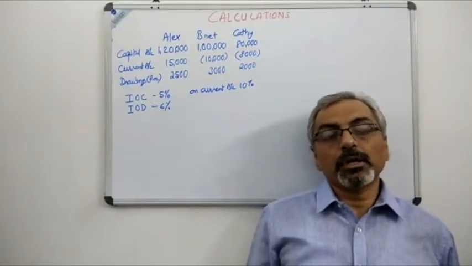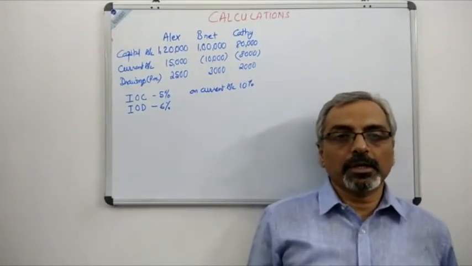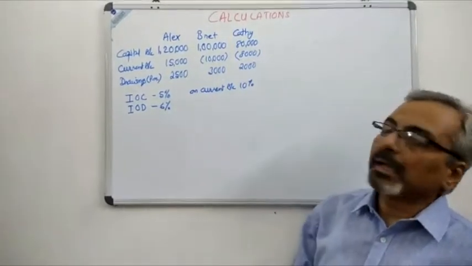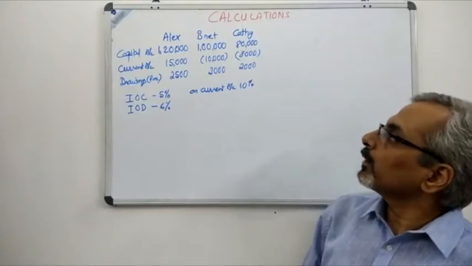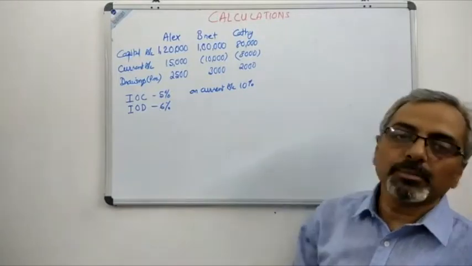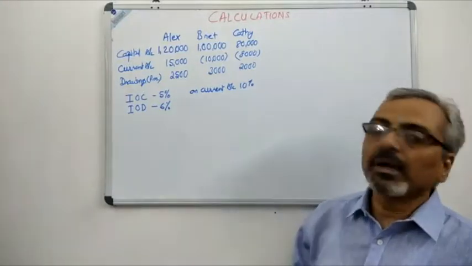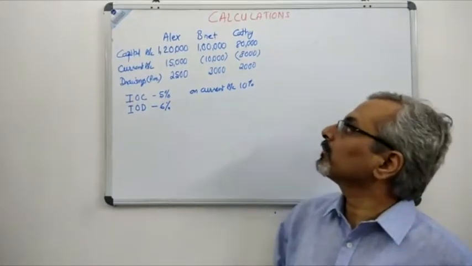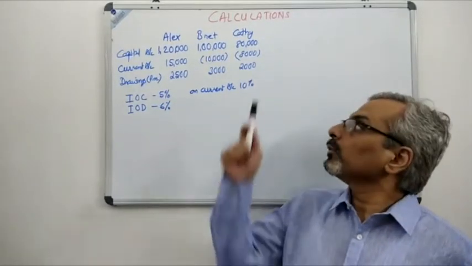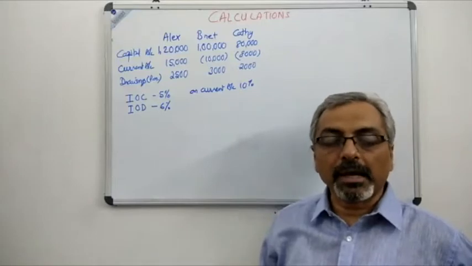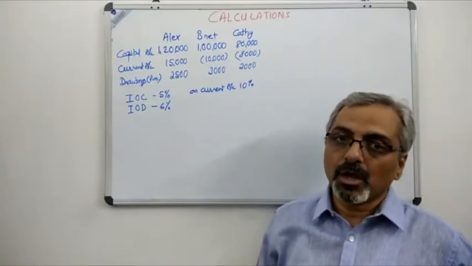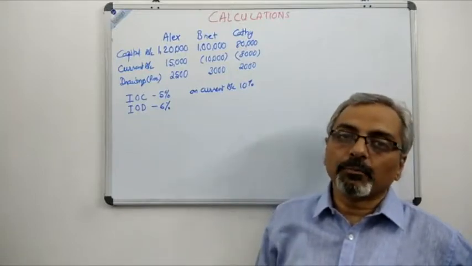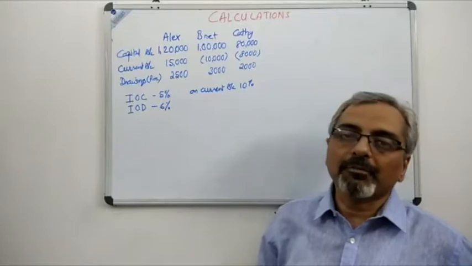After reading the question, we'll now start with the calculations. If you see the question very carefully, we have three partners, Alex, Brett and Kathy, and the capital account balances are given to us: 1,20,000, 1,00,000 and 80,000, and the partnership deed has provided interest on capital at 5%. Next, we can see the current account balance of Alex, Brett and Kathy. You can see over here 15,000, 10,000 and 8,000, but 10,000 and 8,000 have been written in brackets. That means they are the debit balance. In this case, Alex will get the interest from the firm while Brett and Kathy will have to pay interest to the firm.